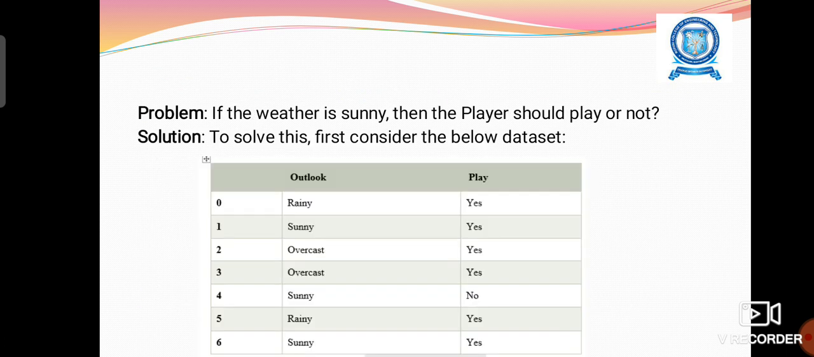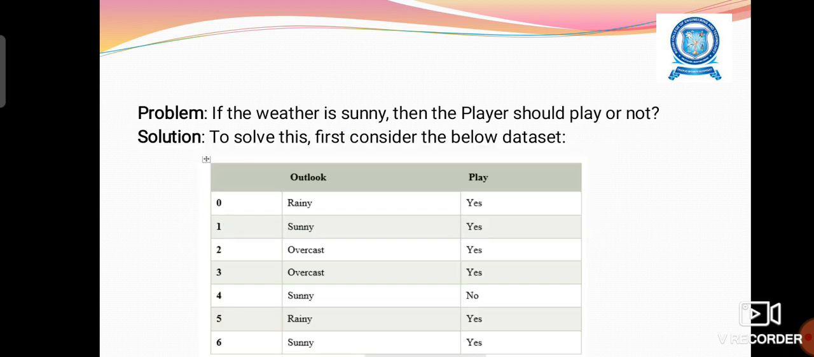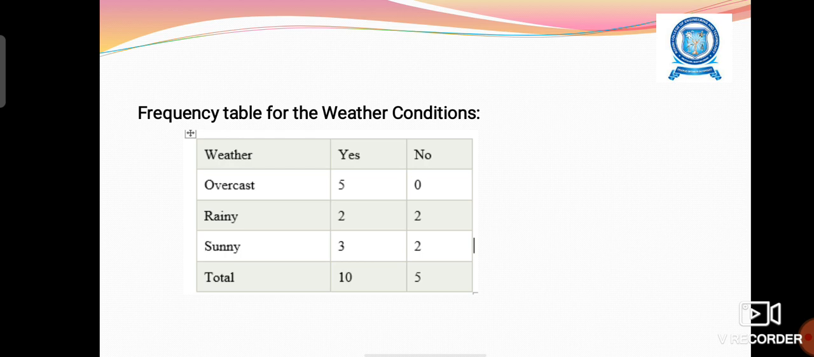Now let us have one simple example. In this data set we have different outlooks, that is some weather conditions: rainy, sunny, overcast, etc. and the corresponding play value, whether we can play or not, that is we will have only two values, yes or no. So in this data set we have 13 outlooks and the corresponding play values. Now we have to find the frequency table for weather conditions, that is for the different weather conditions, overcast, rainy, sunny, and we have to calculate the total number of yes and total number of no for the particular weather.